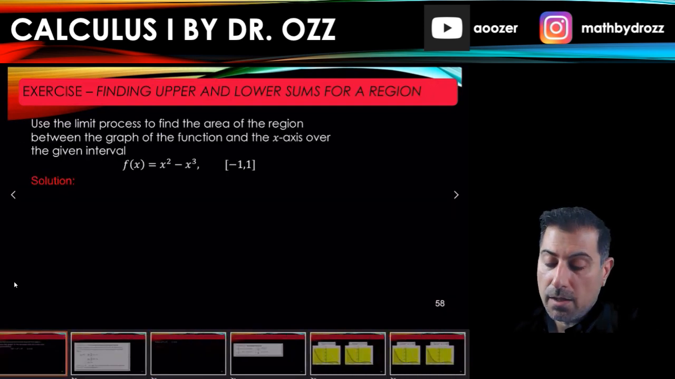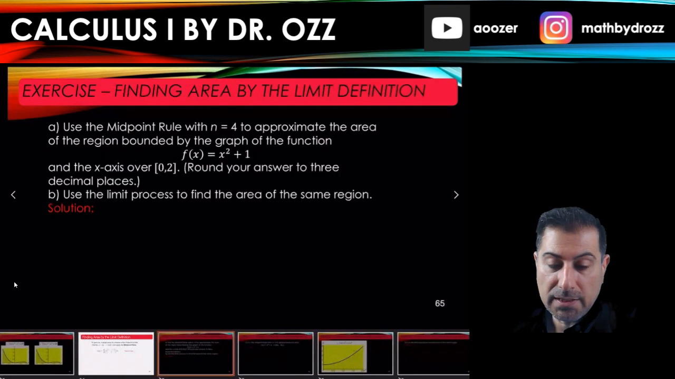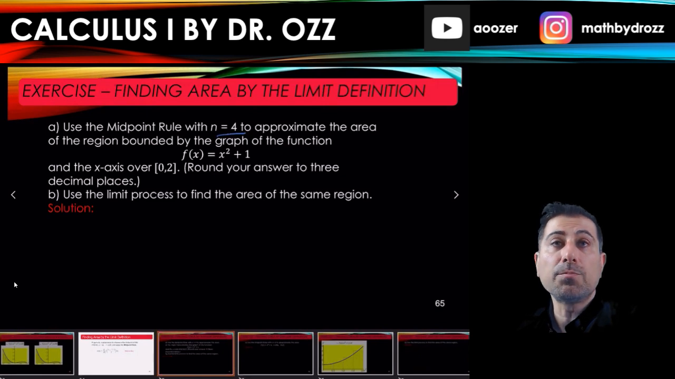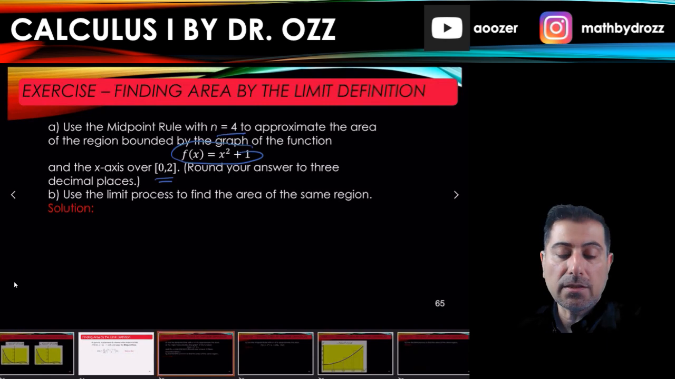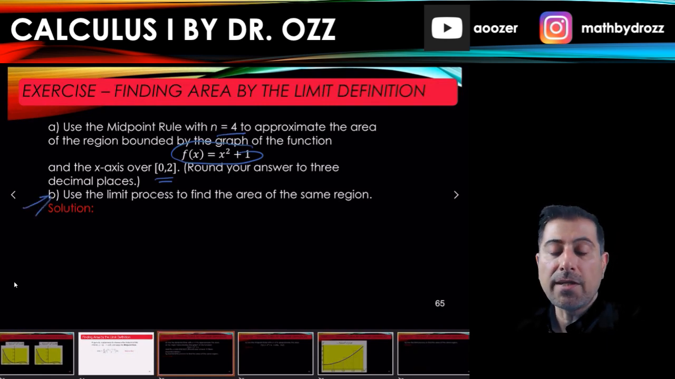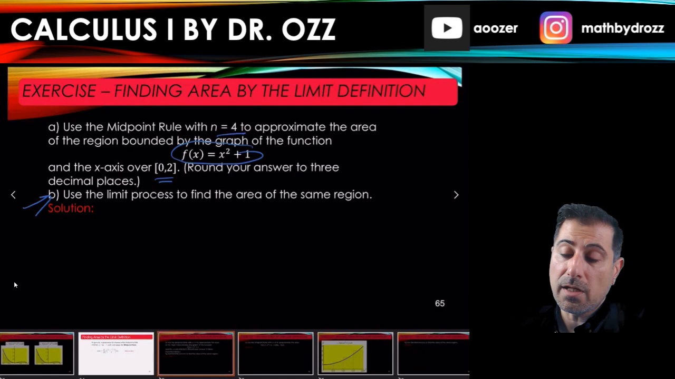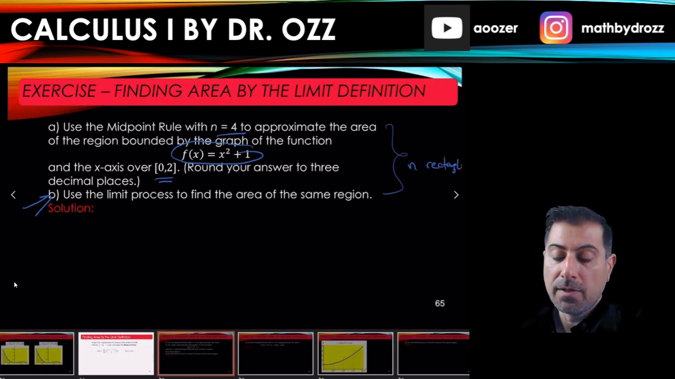Okay, let me see if I have another example here. One more example. Using the midpoint rule for n equals 4, the question is asking you to approximate the area of the region bounded by x squared plus 1 over the interval 0 to 2, and eventually the question is asking you to use the limit process to find the area of the same region. So that means you're going to use the midpoint rule also for n rectangles rather than just 4, right? But this is what you need in the first step. So hopefully, after you pass the limit, you're going to find the actual area of the region.